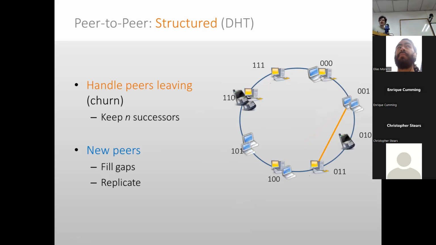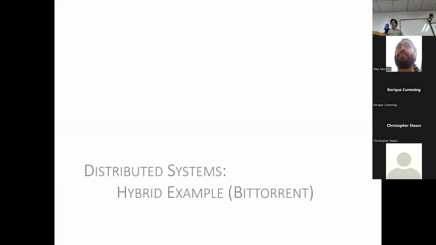Of course, if we want to have a particularly robust DHT, we shouldn't have one peer per hash range. We should try to replicate and make sure we have multiple peers covering each hash range. Questions?